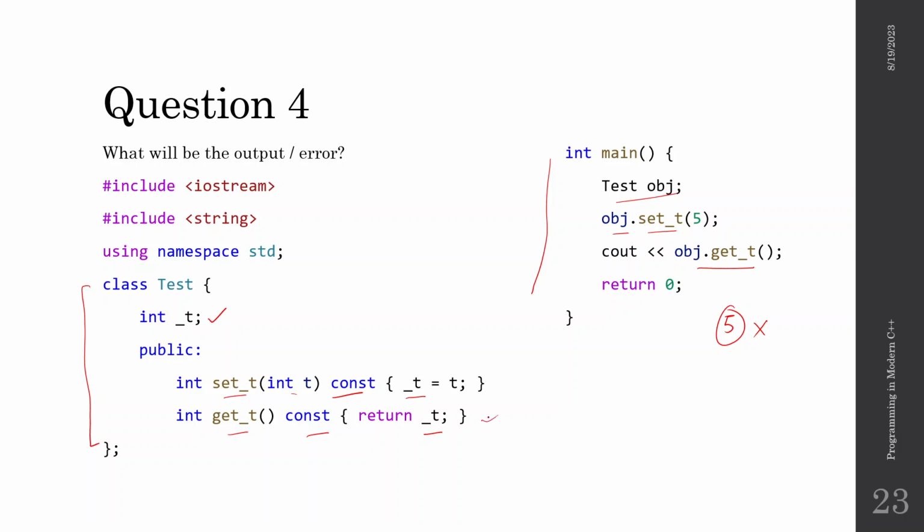So for the get t function it's fine, because we are just returning the value of t, we are not modifying it. Okay, so this is fine. But for the set t function, this is incorrect, because here it modifies the value of t, so this will not compile. There will be a compiler error. Okay. So there will be a compiler error in this case.